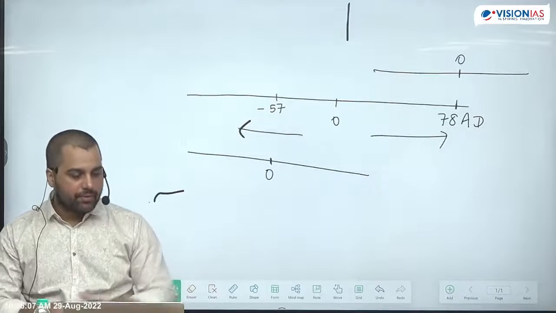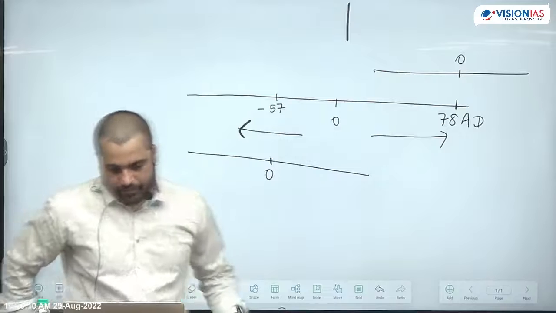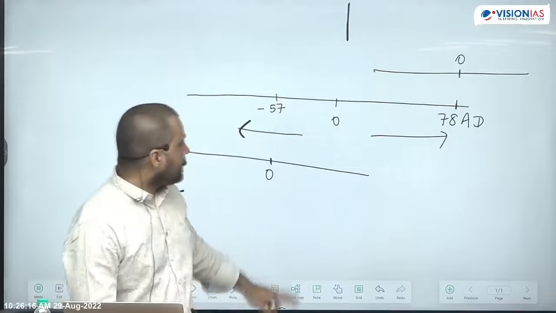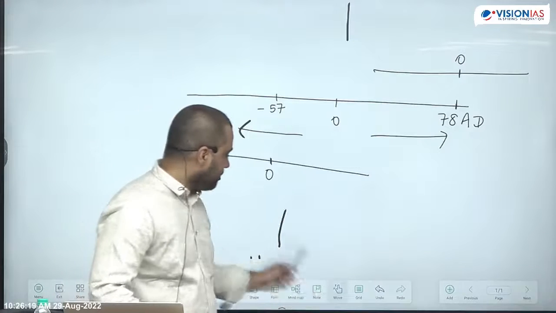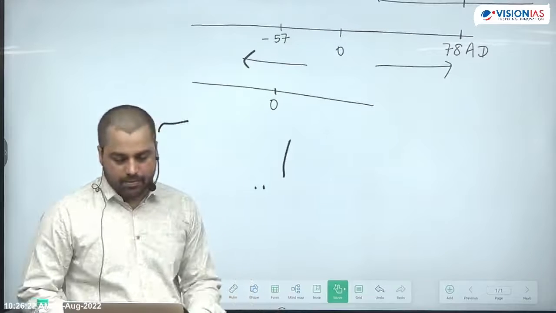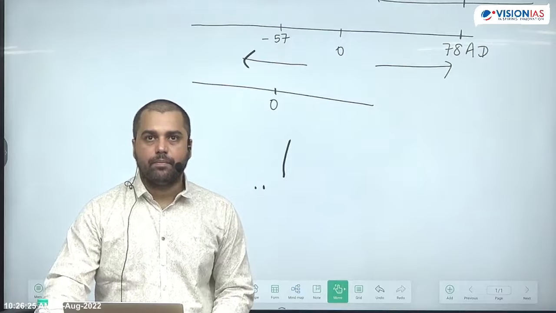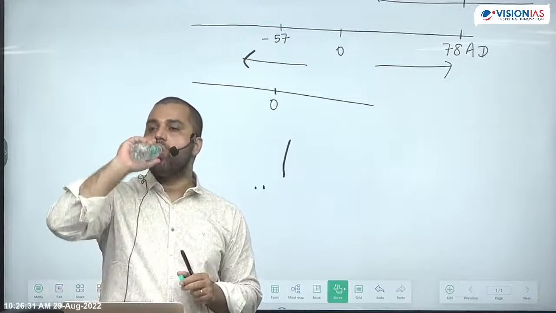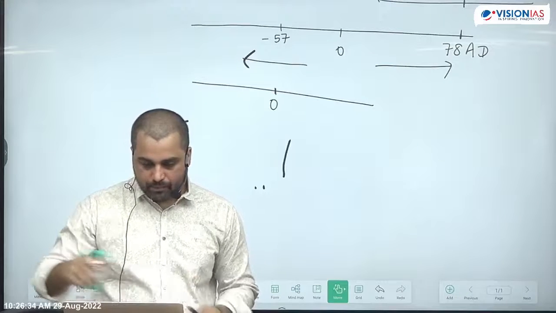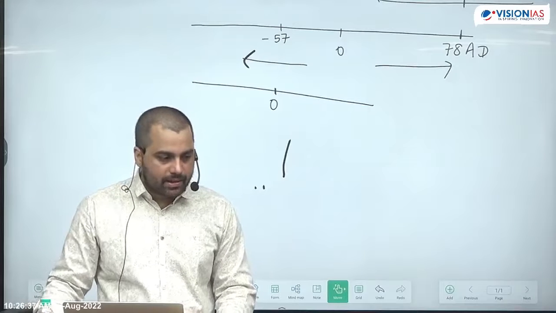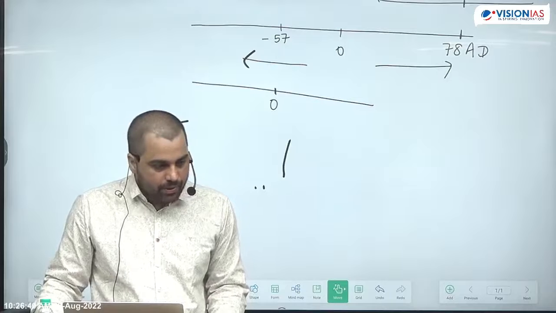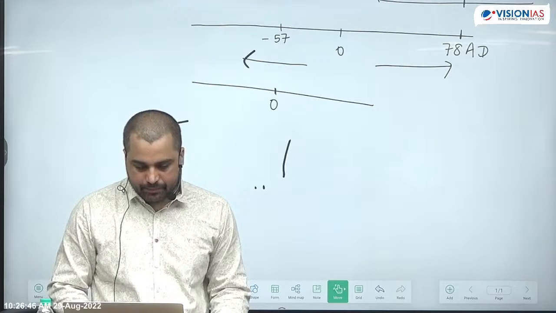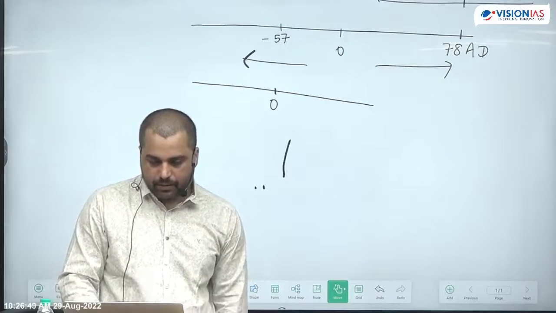So anyway, just write down few things about Shaka rulers. Shakas were a nomadic tribe who roamed around in the region of Central Asia.